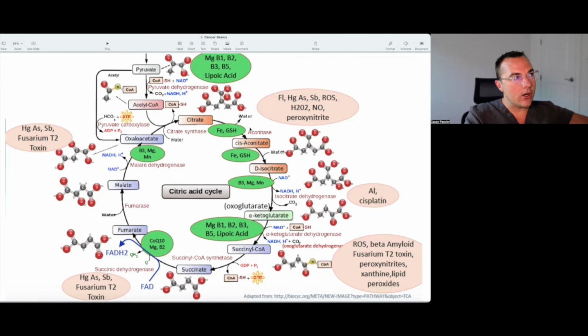Why do I care about this at the end of the day? Because when we have a functional deficiency in either CoQ10 or magnesium or B2, in this particular instance, succinate cannot be converted effectively to fumarate. So now succinate is going to build up, or fumarate, because it can't be converted to malate, is going to build up. And that is where the problems start to begin.